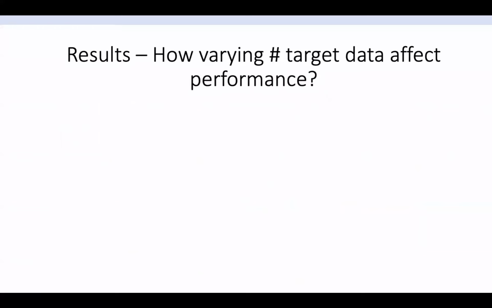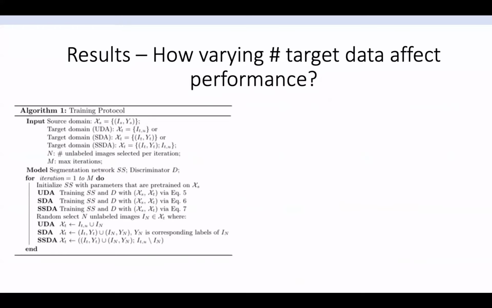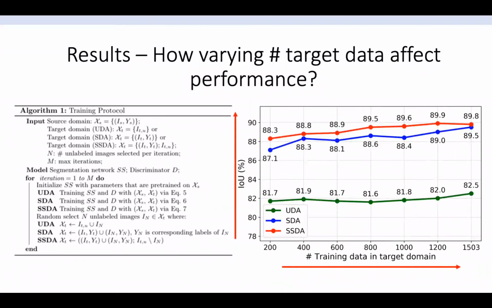Here come the results. As mentioned before, we aim to investigate how the performance on segmentation is impacted by varying amounts of target domain data during training. Here, we show the performance of UDA, SDA, and SSDA trained with varying amounts of target data. We note that the mean intersection over union increases and reaches a plateau as more target data are available, and the extent of increase is much smaller for the model trained under UDA.